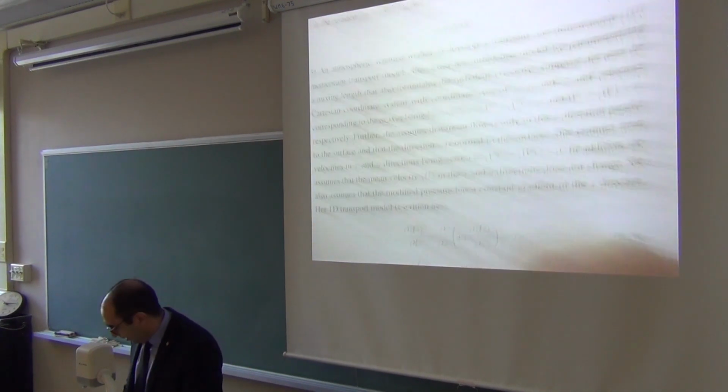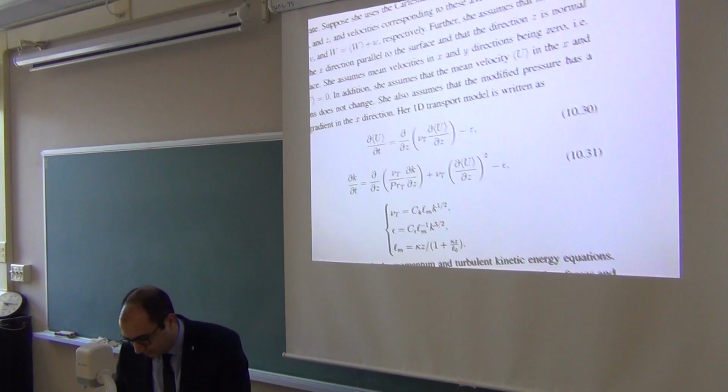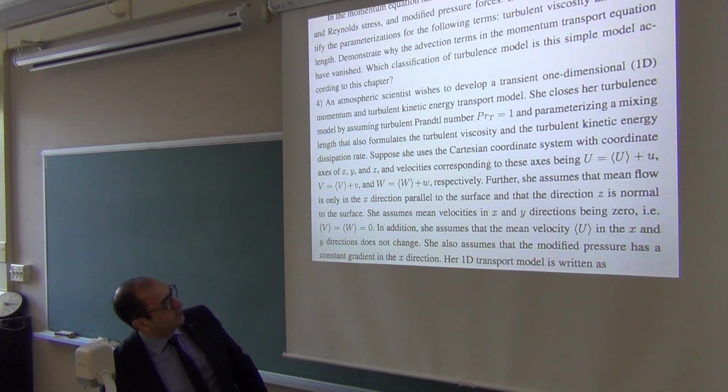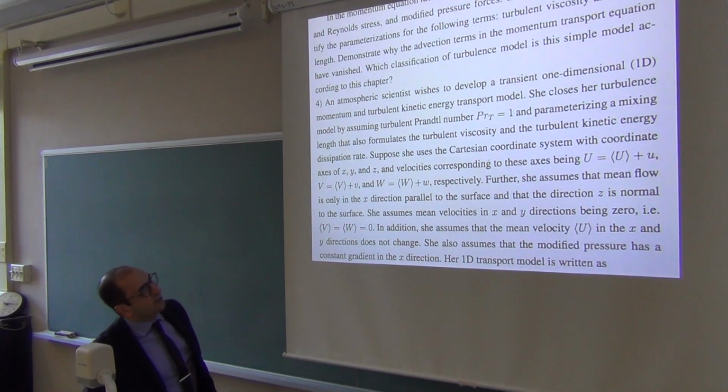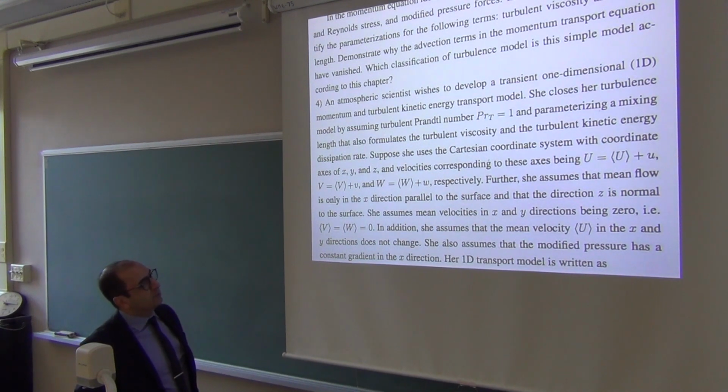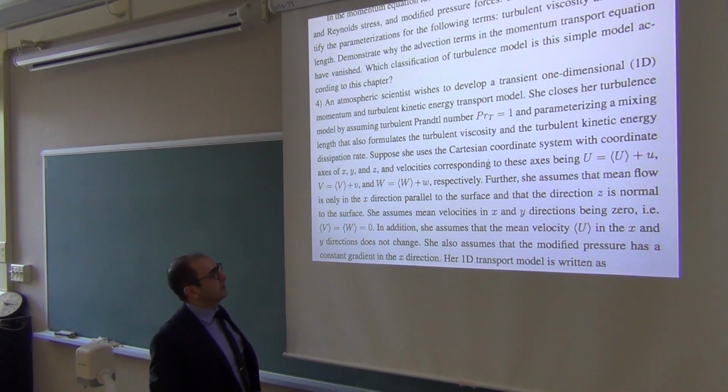Let us do question number 4, and this is somewhat involved. It may take 5-10 minutes maybe, but I really want to take it slowly and derive this for you. So question number 4. An atmospheric scientist wishes to develop a transient one-dimensional momentum and turbulent kinetic energy transport model. She closes the turbulence model by assuming the turbulent Prandtl number is equal to 1 and parameterizing a mixing length that also formulates the turbulent viscosity and the turbulent kinetic energy dissipation rate.